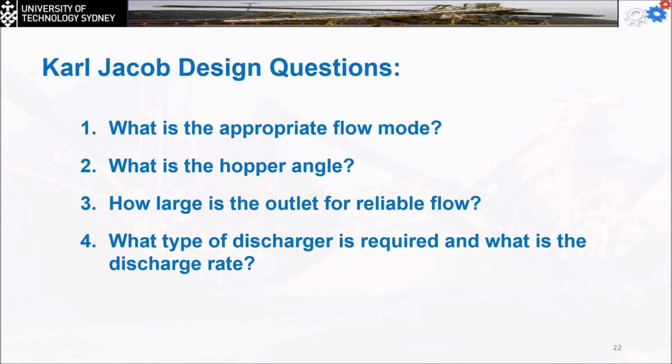So Carl Jacob asked these questions when we start to design the bins. First, what is the appropriate flow mode you would like to have? What hopper angle are we going to have? How large should the outlet be for reliable flow? What type of discharger is required, and what discharge rate would you like to have? By finishing today's lecture, you'll be able to answer all these questions.